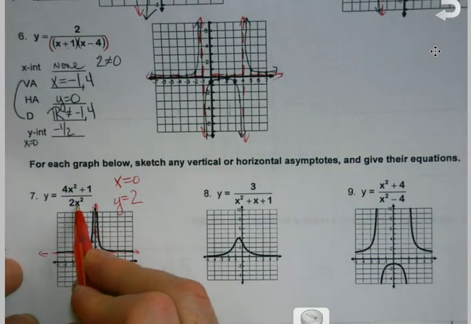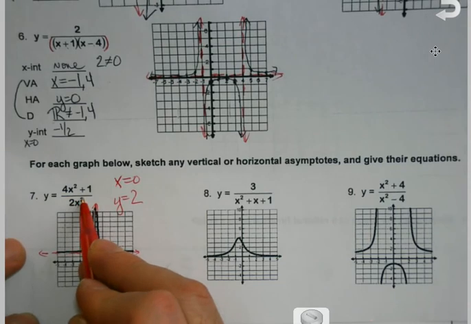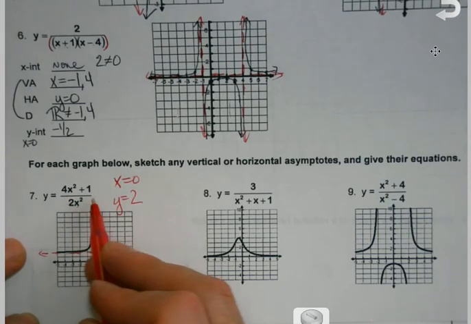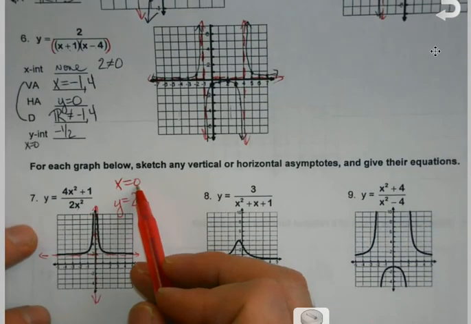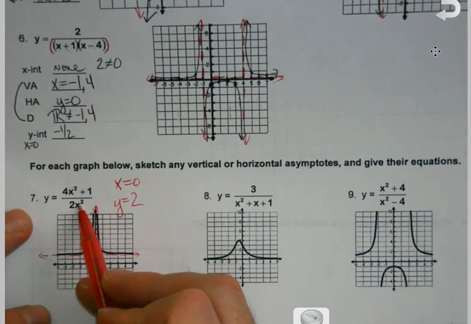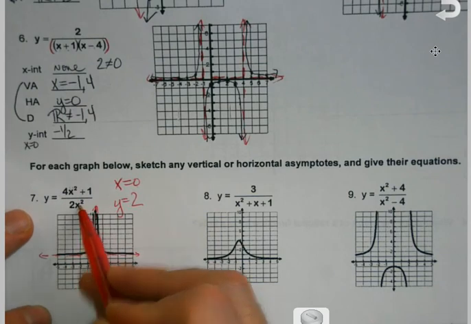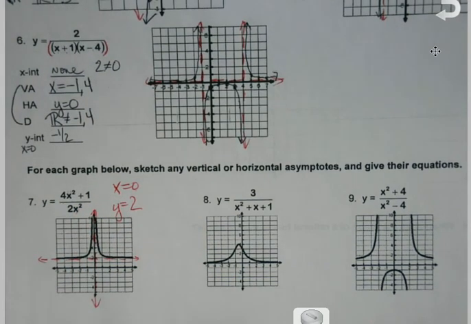or I could use my rules that I know. Set the denominator equal to 0. If 2x squared equals 0, then x squared equals 0, x is 0. These are equal weight. Divide my coefficients. 4 divided by 2 is 2. So draw them and write the equations. What about number 8?